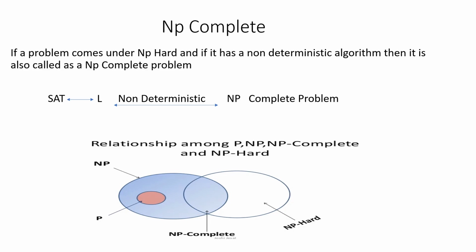Okay. For example, I have a satisfiability problem which can be converted to a 0/1 knapsack problem. And for the 0/1 knapsack problem, if I am writing a non-deterministic algorithm, then the 0/1 knapsack problem with a non-deterministic algorithm is called an NP-complete problem. Okay, and I've also given a Venn diagram explaining the relationship between NP, NP-complete and NP-hard.